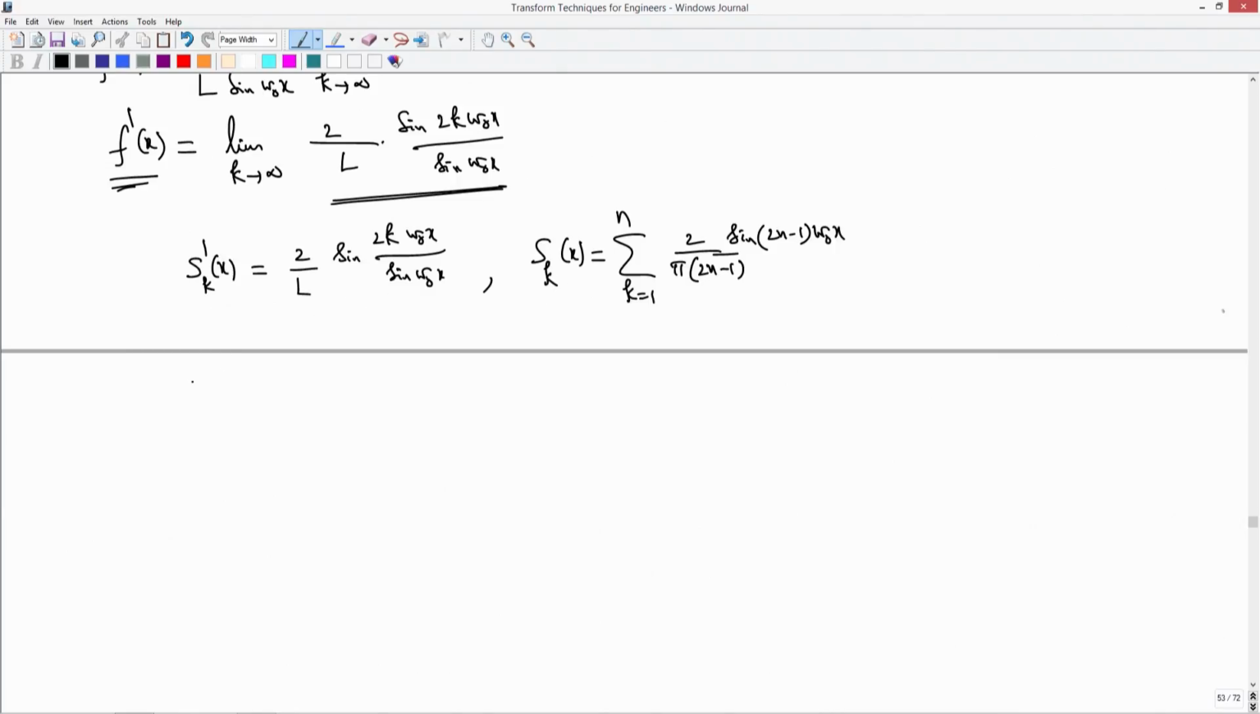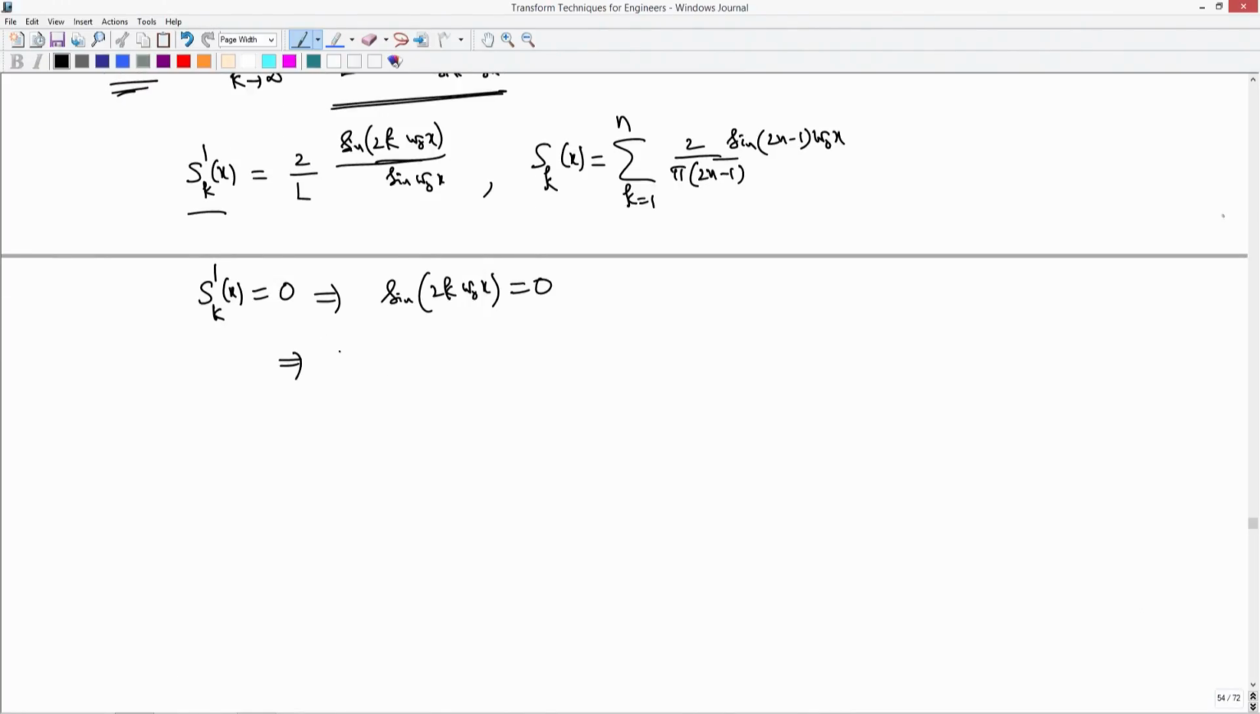So, if I make this Sk dash of x equal to 0, what you end up with is sine, sorry, I think I have written it wrongly. So, this is sine of this divided by sine of that. So, you have sine 2k w naught x divided by something, so if this has to be 0, this numerator has to be 0. So, this means 2k w naught x is n pi, n running from 0, 1 to 3, and so on.